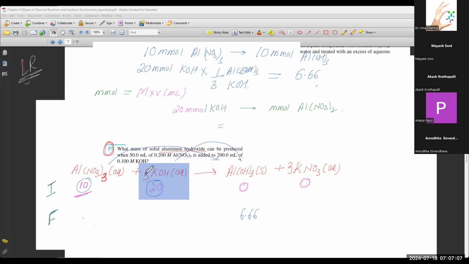Yes, children, how much is there? Using the ratio, 20 millimoles of KOH times 1 millimole. So that is the one which has reacted, Akash. That is the one which has reacted. How much is left unreacted? Yes, so the answer is 3.4 here. Amodita, you are getting it? I'm writing the excess left because I calculated how much has reacted. Reacted is this, 6.66. In fact, 6.67. Round off. So this should be 3.3.